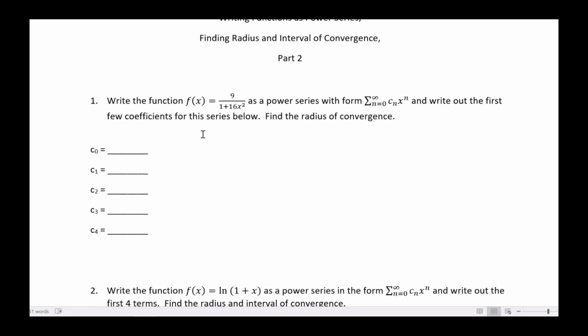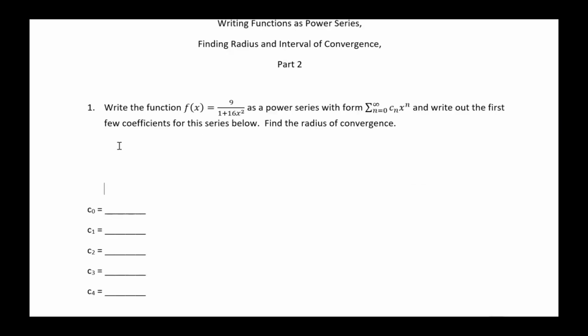Alright, so let's go back to the first question. It's the form that I have, 9 over 1 plus 16x squared, and I want to write that as a power series. Because it's close to a over 1 minus r, it's close to the sum of a geometric series. That's one of these first beginning tools that we can use to build series. Of course, that doesn't work for everything, but it will work here, because we can rewrite it in that form.